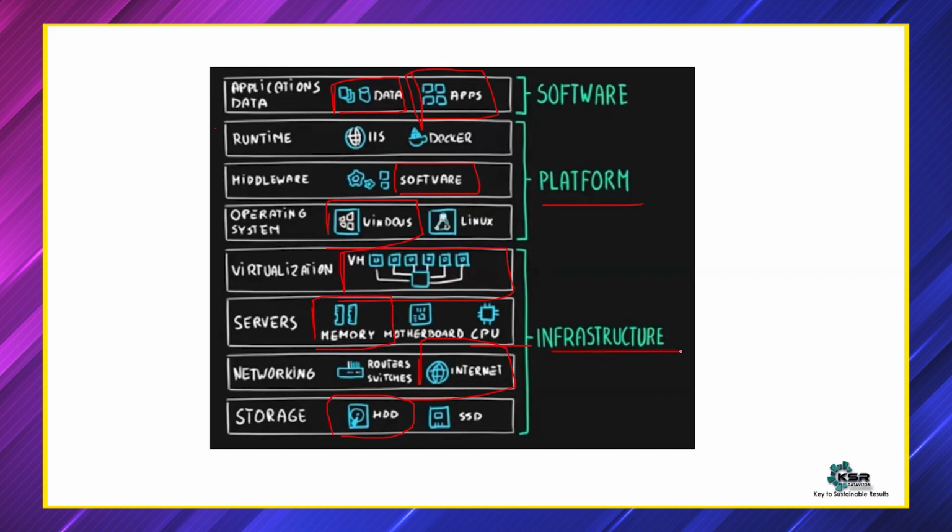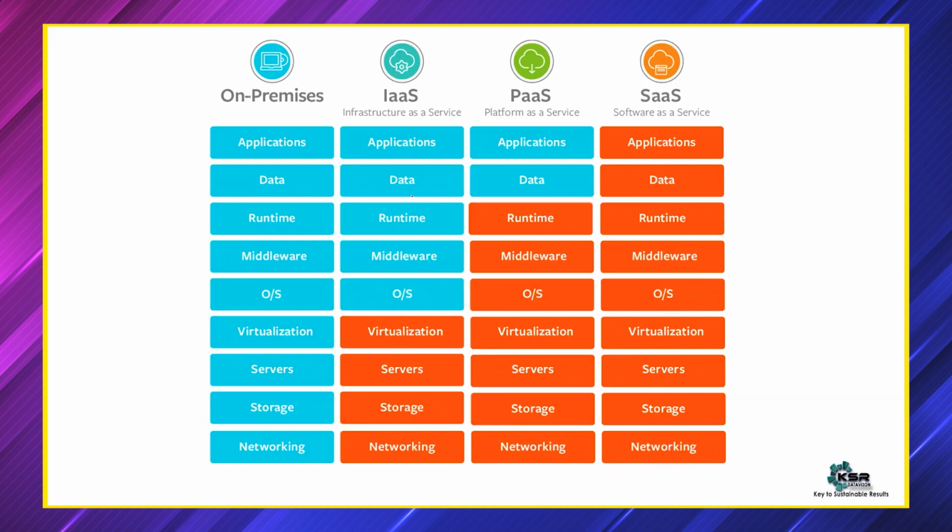Now, with the words itself, we can guess that we are managing the complete infrastructure of that software. We are managing the platform of that software, and only if we are using that software, that means we are only consuming the software. We are not bothered about all that infrastructure and platform. So that is simply called software as a service. Now, in detail, what can be managed, what cannot be managed by us, how the process is.